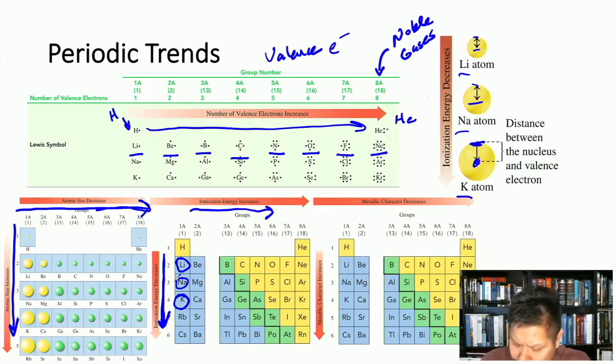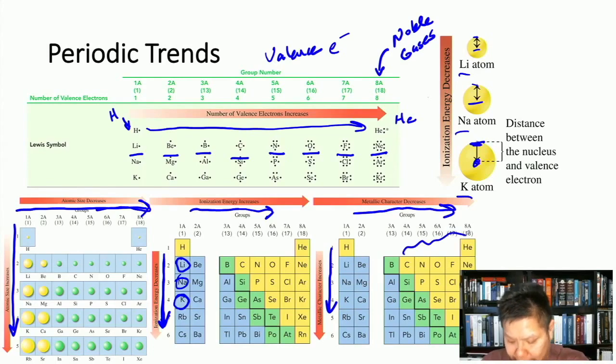And then, last but not least, metallic character increases as you go down the periodic table, but it decreases as you go towards the right, because as you approach the right of the periodic table, you have your nonmetals over here. So that's pretty obvious too.